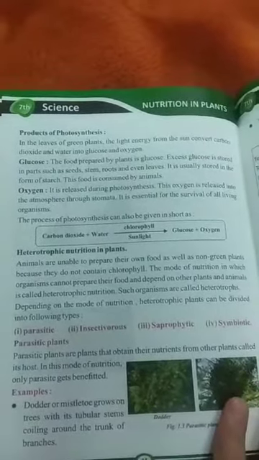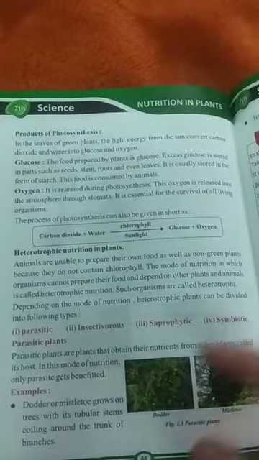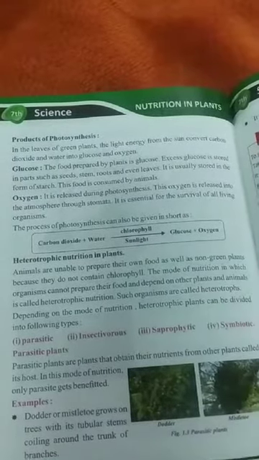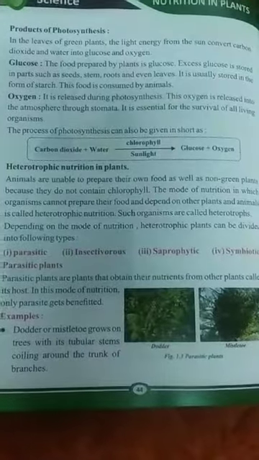Then the parasitic nutrition: parasitic plants undergo this parasitic nutrition. So parasitic plants are plants that obtain their nutrients from other plants called its host. What the parasitic plant does is it absorbs nutrients from the other plant on which it's staying. The organism from which it's gaining its nutrients is known as a host. So in this mode of nutrition, only the parasite gets benefited, not the host, right?